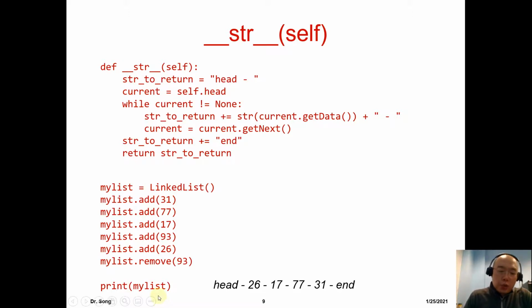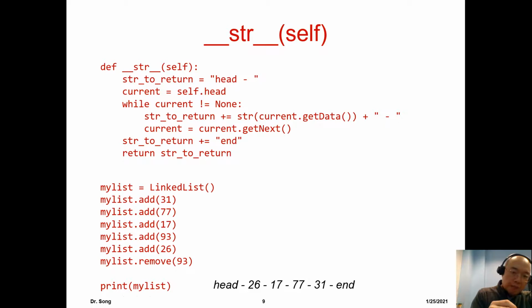In order to be able to print my list, I have to define another method called underscore string. For this one, make sure that you assemble and return a string. I'm going to start from the very beginning, and that is a head hyphen. This is the target I want to assemble. So I want to visit all the nodes one by one and assemble such a string on the fly. I start from the head hyphen, and I'm using current as the cursor.